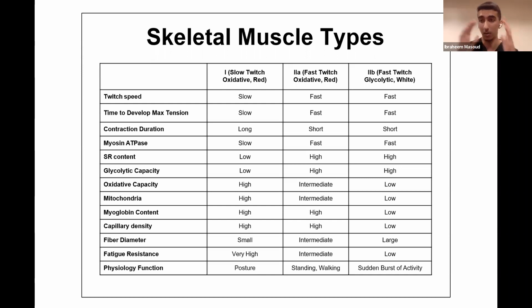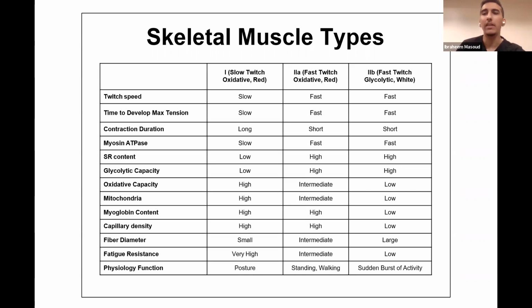So now let's look at the graph. Leave me alone and focus on the graph. Stay with me, guys. Twitch speed. In the slow oxidative muscle, do you think twitch speed will be high or low? It will be slow. What about the time to derive maximum tension? You're standing. How long will it take to reach maximum tension? It doesn't reach maximum tension, and if it does, it takes a lot of time. So it's slow. What about contraction duration? How long can it stay contracted? For a very long time. You're standing, it won't stop.